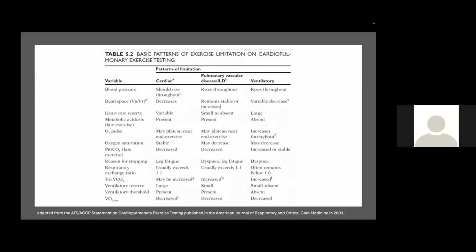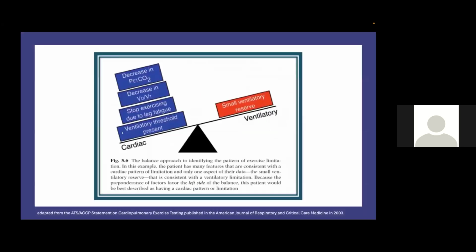The other important thing in the ventilatory limitation is that the O2 pulse will increase throughout the exercise, which is opposite to the cardiac or pulmonary vascular limitation. And the other things that are typically present in ventilatory limitation: the patient will have a large heart rate reserve, and the blood pressure will rise throughout the exercise.